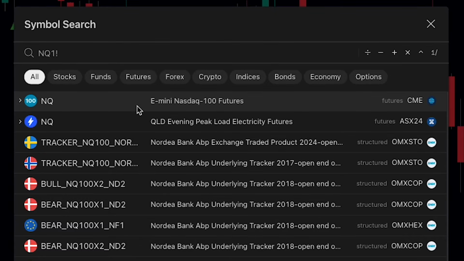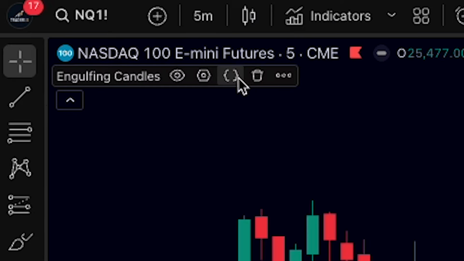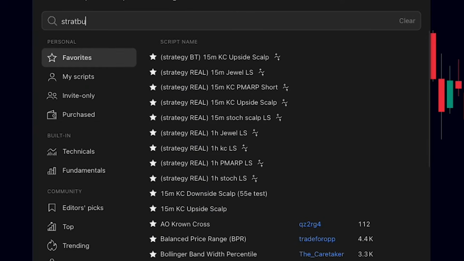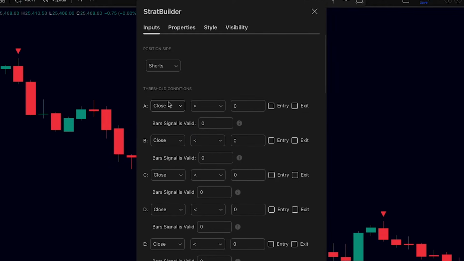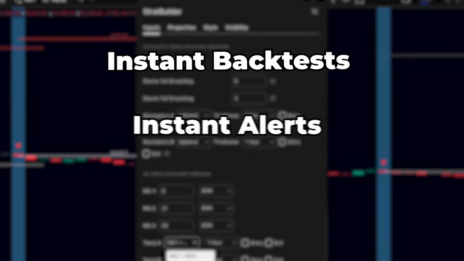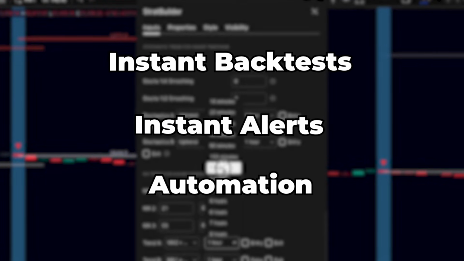First, let's put on NASDAQ futures on the 5-minute time frame. Then let's put on our engulfing candle indicator, and let's put on the strategy builder. We're going to use the strategy builder to plug in entry and exit conditions and get instant backtests. And it'll let us set alerts and even possibly automate our strategies if we find a strategy we like.